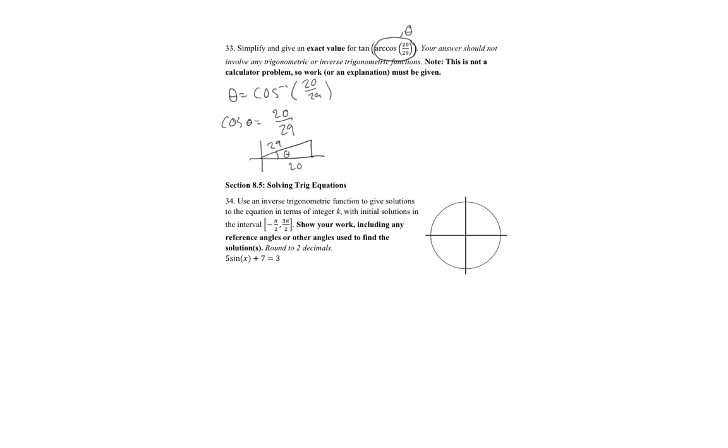And we can find that opposite side by using Pythagorean theorem and say that a squared plus b squared equals c squared. And so if our a squared is 20 squared, plus b squared equals our c squared of 29 squared. And so then if we do the math for that, we'll get b is equal to square root of 29 squared minus 20 squared. We'll get a b of 21. And so we can just write that in here. And so then we know that the tangent of our theta is going to be opposite over adjacent, which is 21 over 20. And so if we rewrite that, we'll say tangent of cosine inverse of 20 over 29 is going to be equal to 21 over 20.